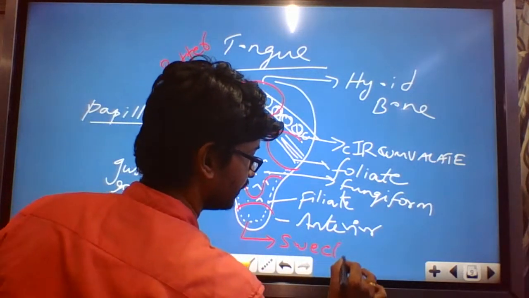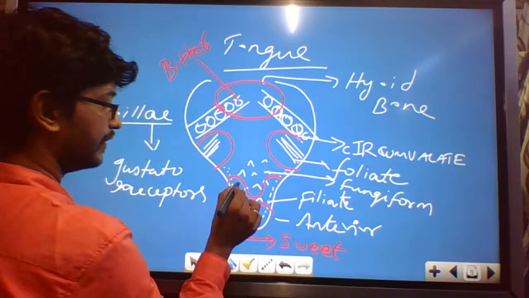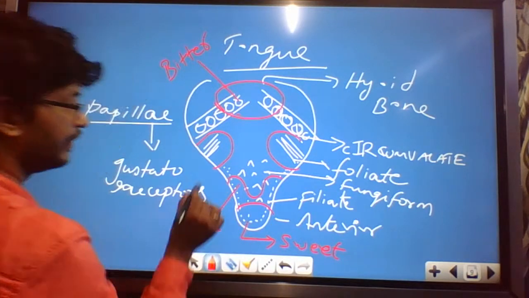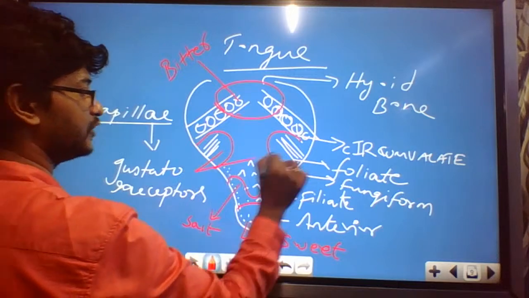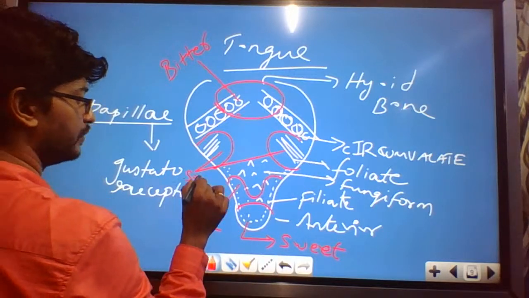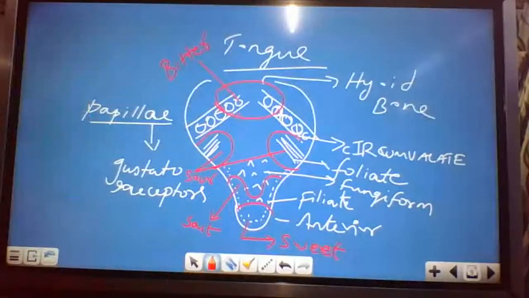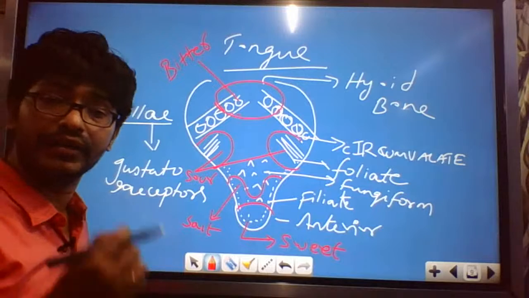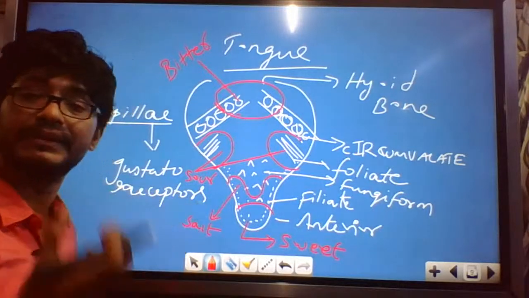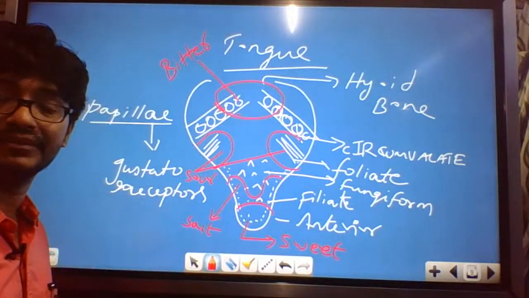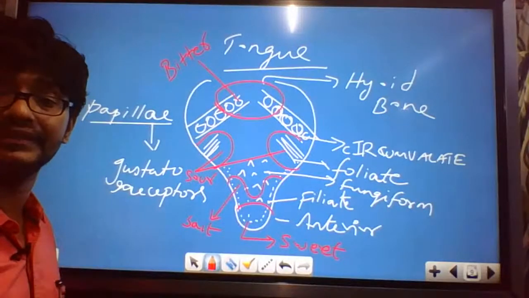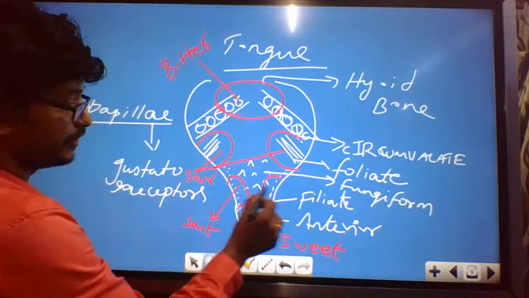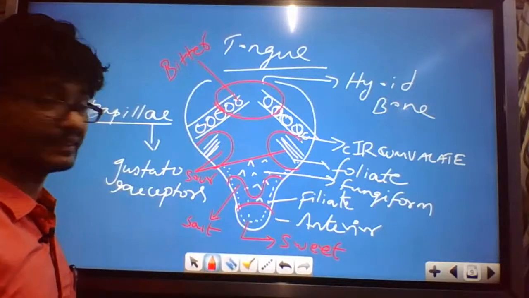The sweet can be easily identified, and this complete area is for the salt, and these two areas are for sour. These two areas are for the sour action. So by this you can identify the taste on the tongue. You have specific receptors, the gustatory receptors, with which you can identify the specific taste. This is for the bitter, this is for sour, this is for salt, and this is for the sweetness.